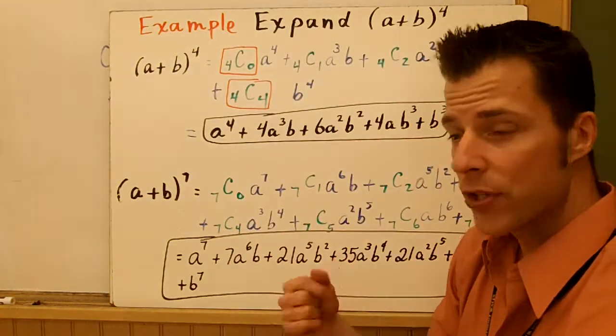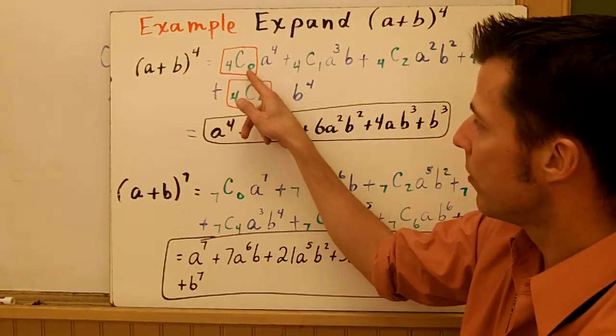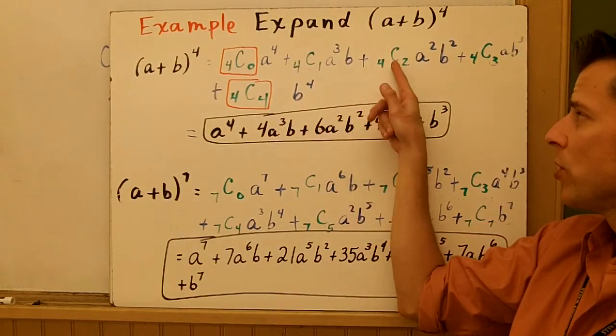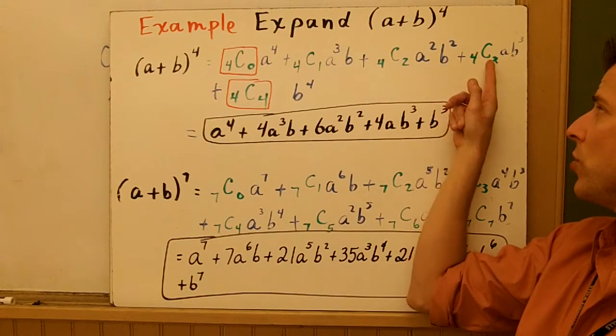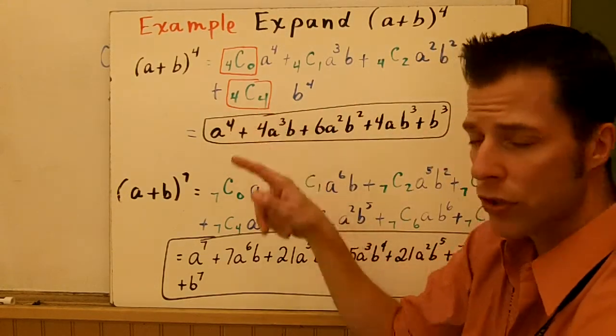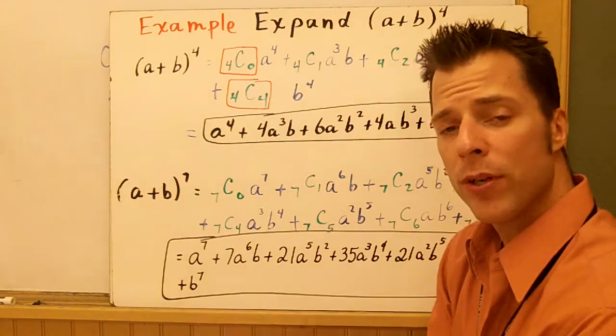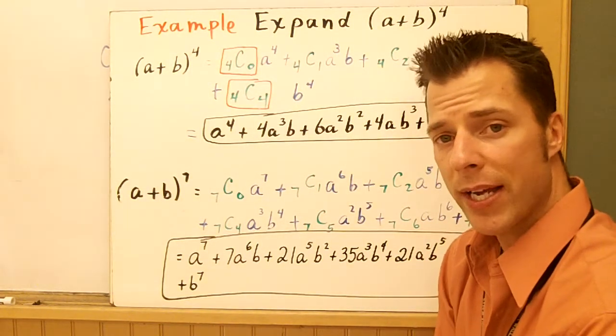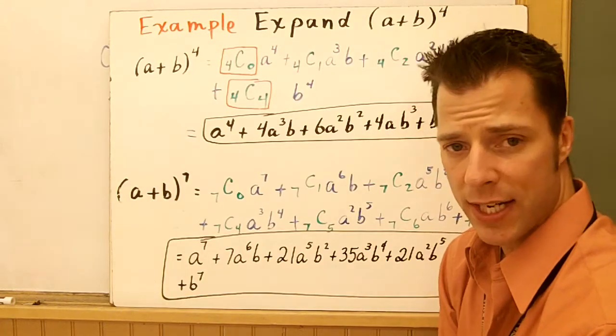So we're going to start with a 0 term. You're going to start with 4 choose 0, and then the next term 4 choose 1, and then the next term 4 choose 2, and the next one 4 choose 3, and the last one 4 choose 4. So the binomial theorem can help us get the same coefficients that we did in Pascal's triangle. It's just not as tedious.